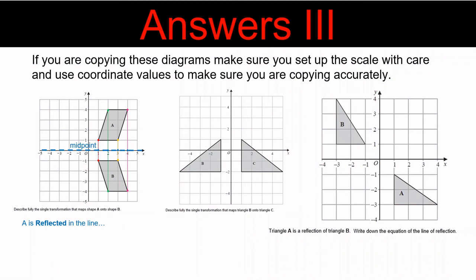What's the equation of this line then? Well, it's a horizontal line and it's crossing the y-axis at 0. So we could say that this is a reflection in the line y equals 0. Or you could simply say this is a reflection in the x-axis.